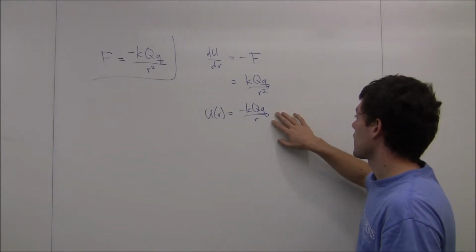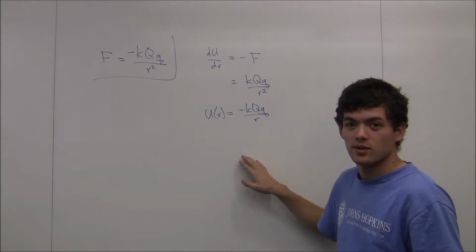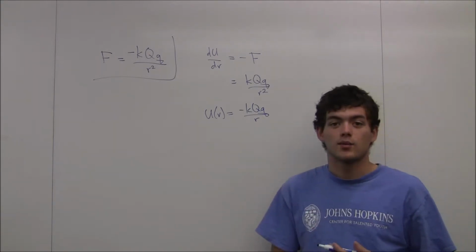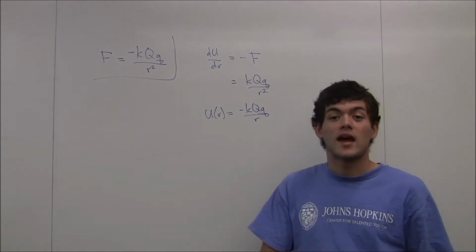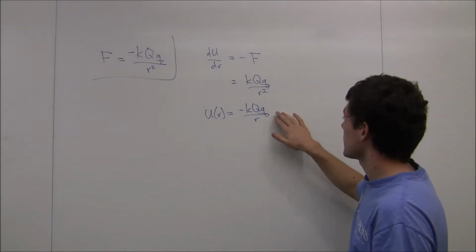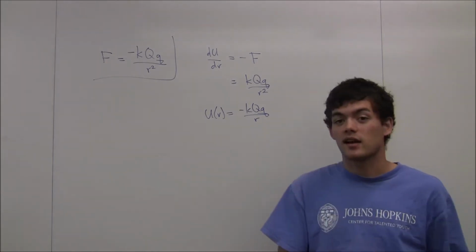Note that we could also have added any constant to this potential energy function, and this is a property of potential energy functions: you can set them to 0 at any point that you want, and so we could have added any constant to this and it still would have had a valid derivative.